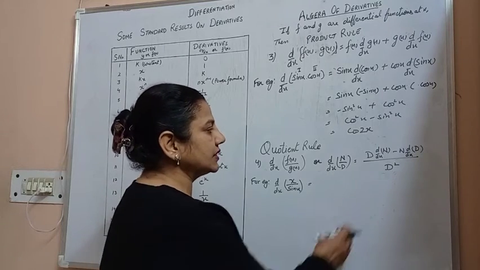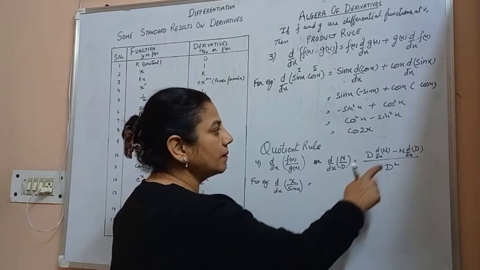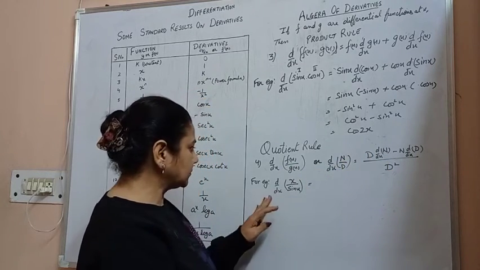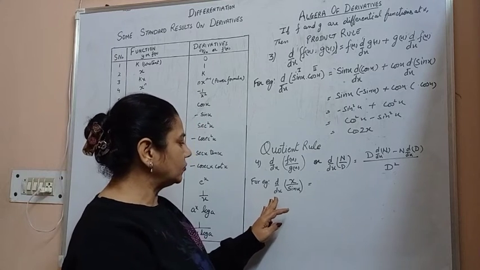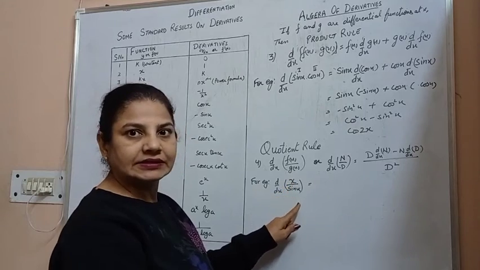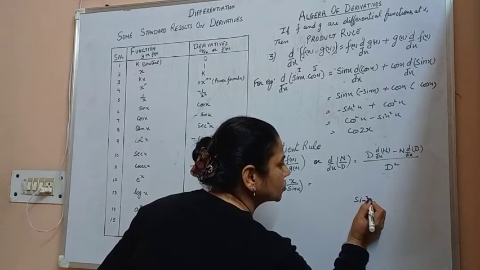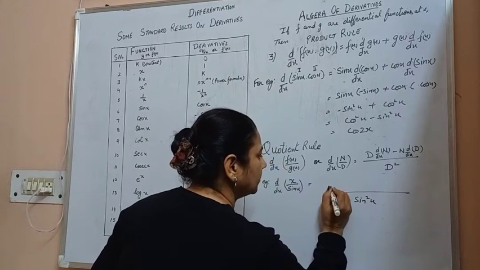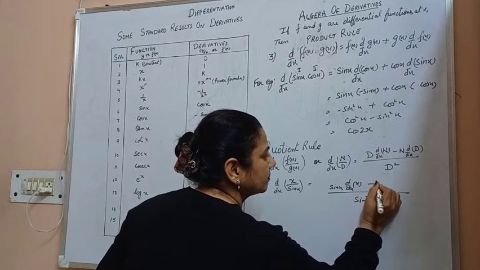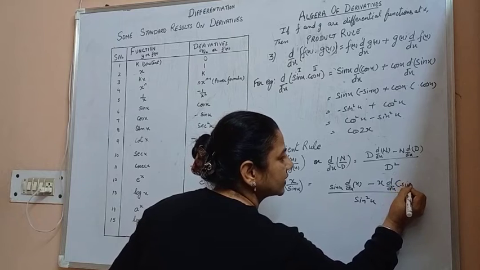Then the result is given as denominator square, denominator into derivative of numerator minus numerator into derivative of denominator. Let us proceed with the example. To find the derivative of x upon sin x, consider x to be the numerator and sin x to be the denominator. So we have denominator square, which means sin square x, then denominator sin x into derivative of numerator x minus x into derivative of denominator sin x.